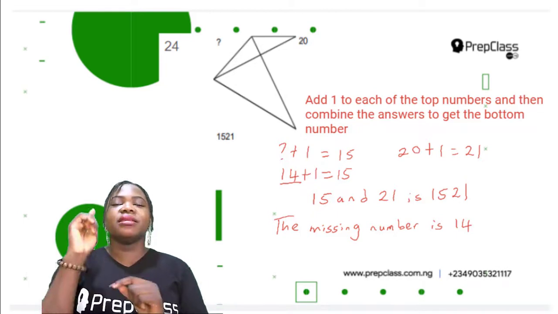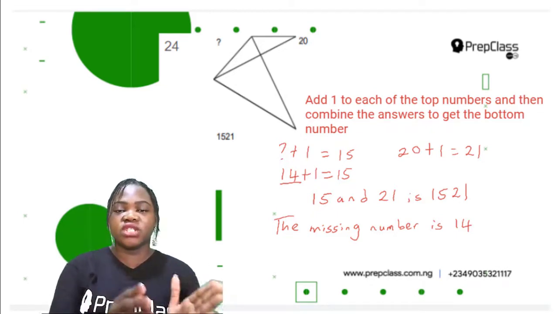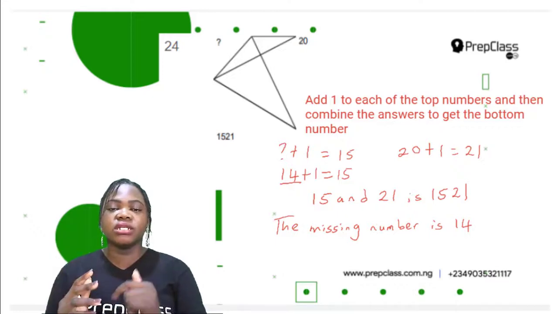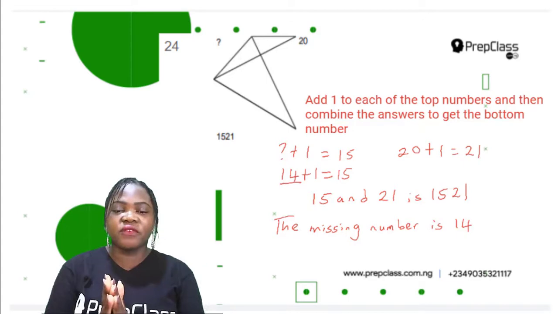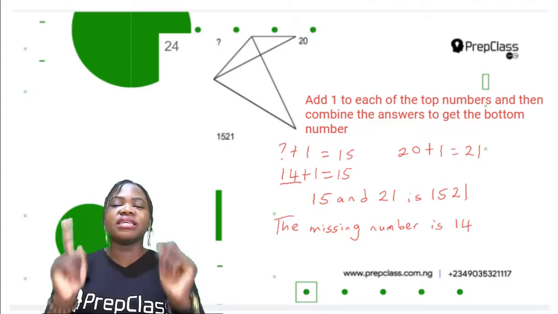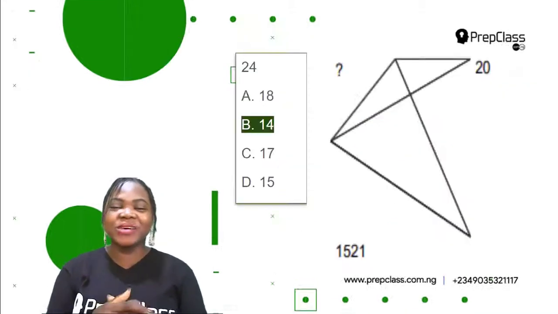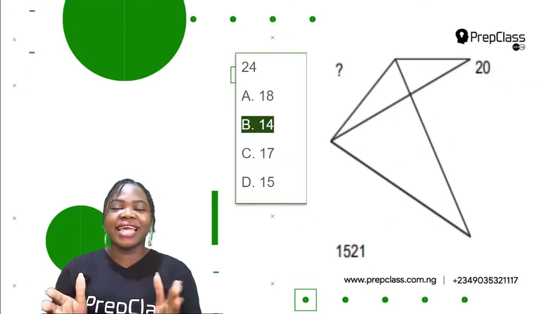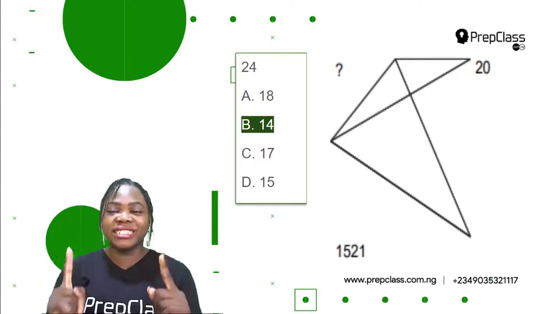So this means that the missing top number is 14. 14 plus 1 will give 15. 20 plus 1 will give 21. Then when you combine 15 and 21 together, you get 1521. So here the missing number is 14. Yay! We got it right. Okay, so which of the options is correct? A is 18, B is 14, C is 17, D is 15. The correct option is B, 14.